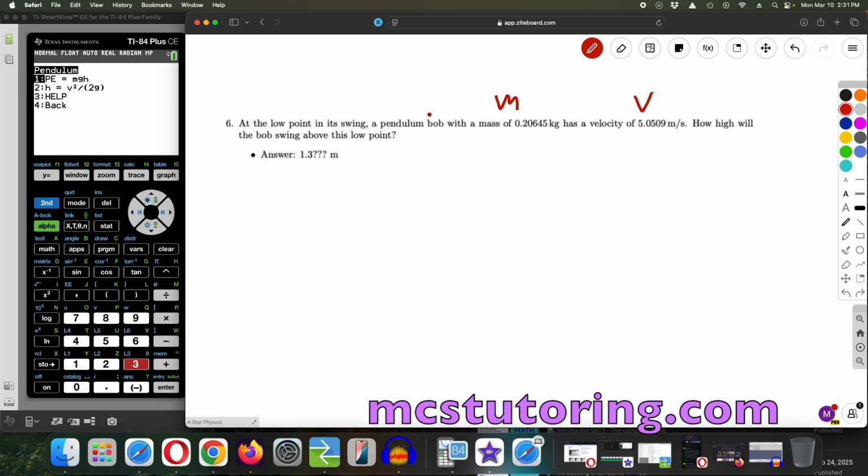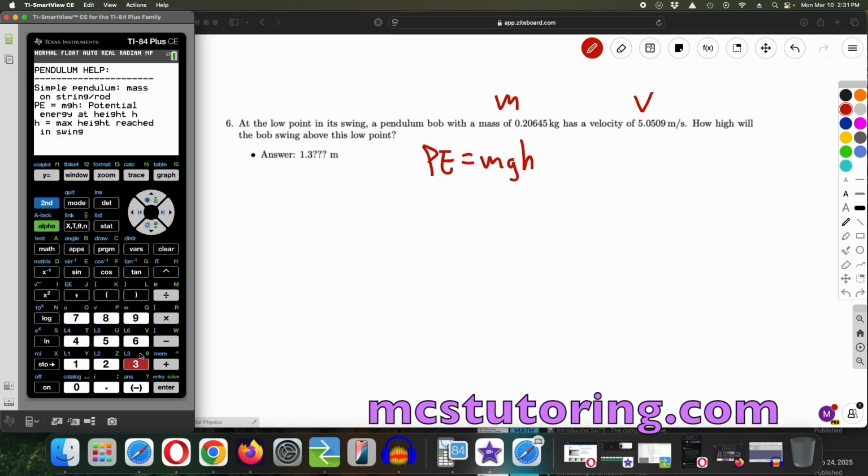So it looks like we've got a situation here. We're doing PE equals mgh. If you needed help, we got the help here. H is max height reached in swing. Beautiful. That's what we want. Potential energy at height H. And then we go on. Yada, yada, yada. You can press pause.